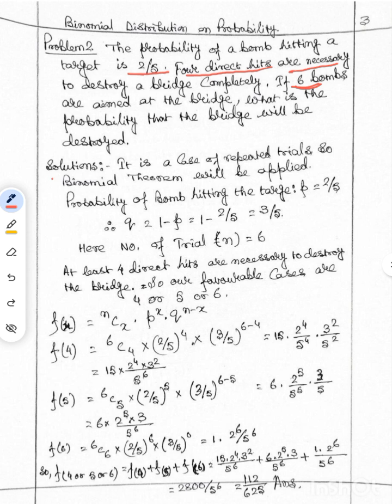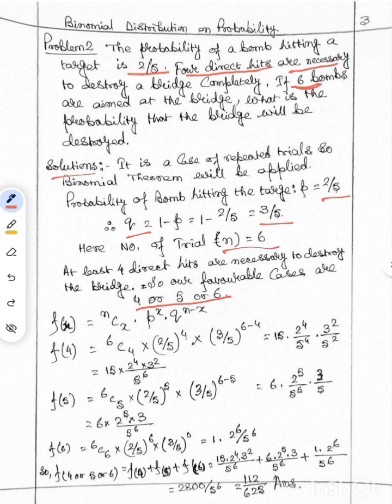Now come to our solution. It is a case of repeated trials, so the binomial theorem will be applied. Probability of a bomb hitting the target is p equal to 2 by 5. That means for a single trial it is 2 by 5, and therefore q, the failure, equal to 1 minus p, that is 3 by 5. Here number of trials n equal to 6. Therefore at least 4 direct hits are necessary to destroy the bridge, so our favorable cases are 4 or 5 or 6. These are the 3 alternative cases, and ultimately these 3 results will be added.